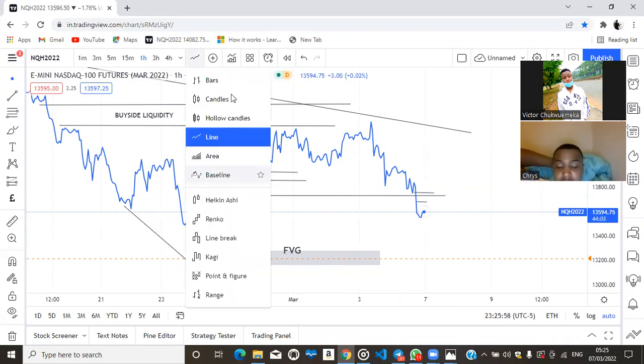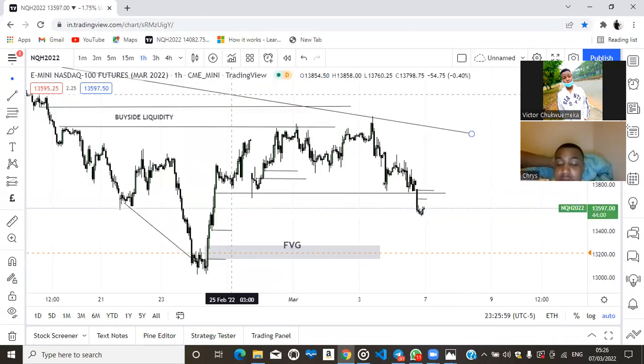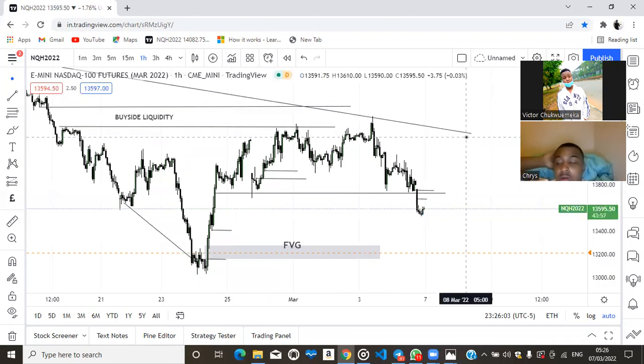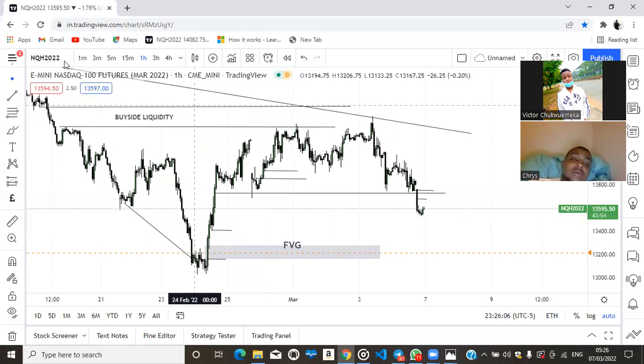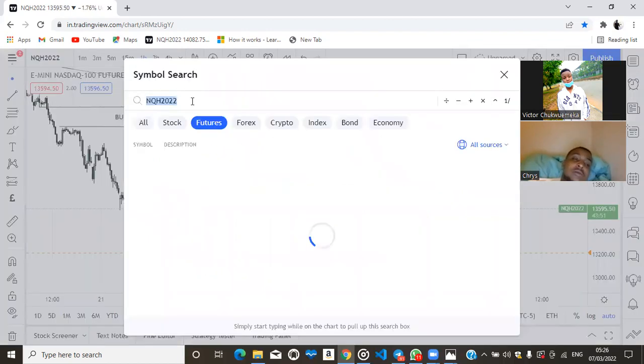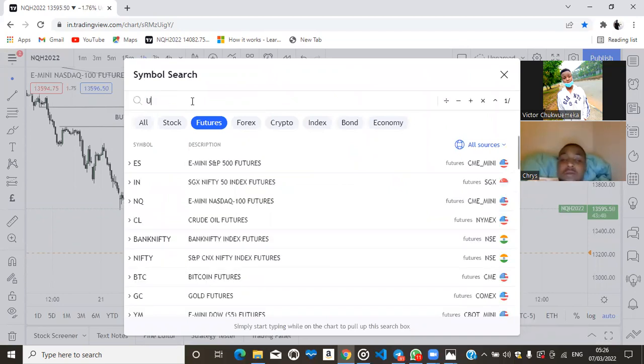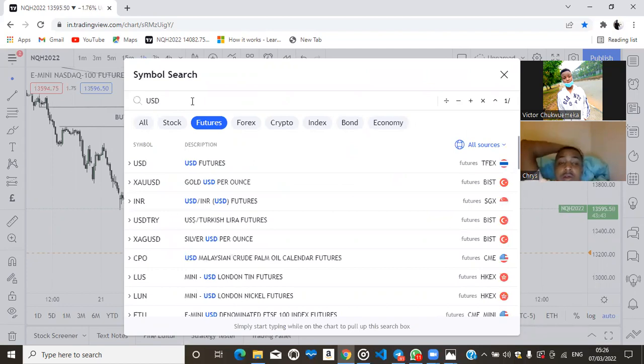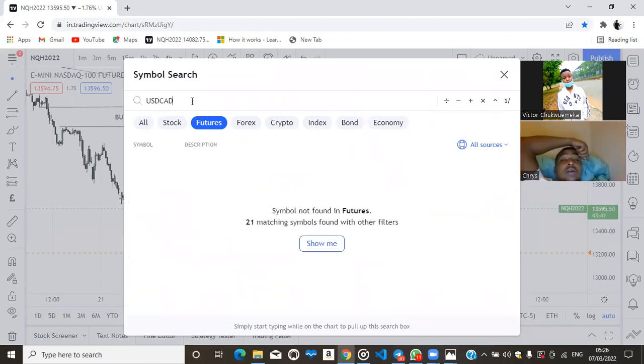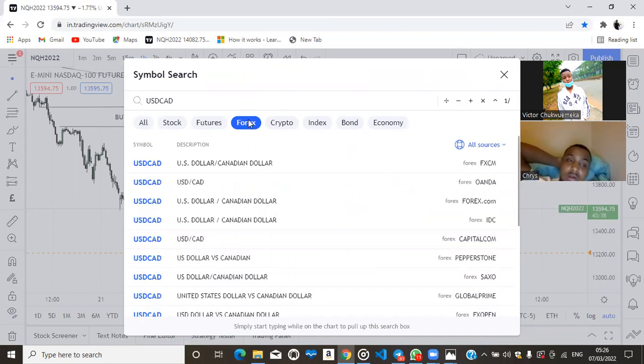That's it, bro. You want to look at any other thing? Let's look at USD CAD. I haven't looked at forex pairs for a while, bro. Over three months, for real. Do you look at the US index? Nah, I only look at NAS, bro. For real, only NAS.